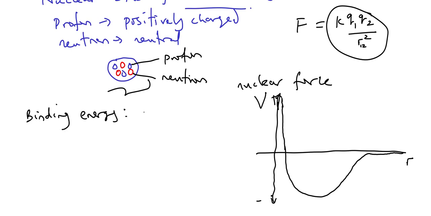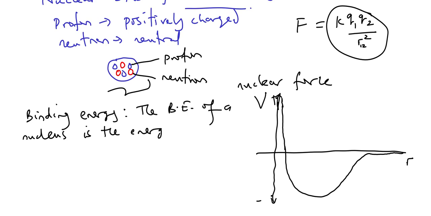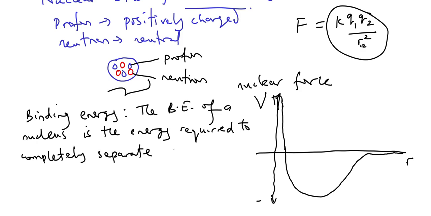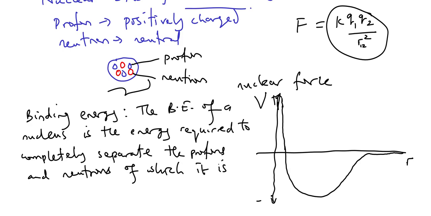So the binding energy of a nucleus is the energy required to completely separate the nucleons, the protons and neutrons, of which it is composed. Okay, so that is the binding energy.